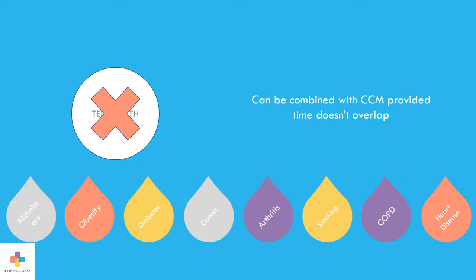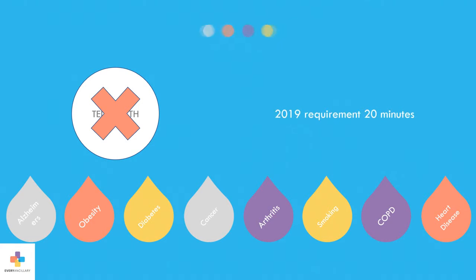Additionally, this service can be provided in conjunction with chronic care management, so long as the minutes counted do not overlap across programs. Other changes for 2019 include the time required each month being reduced from 30 minutes down to 20 minutes. RPM is set to be a major step up in managing patient adherence and compliance through increased awareness and accountability while generating additional revenue.